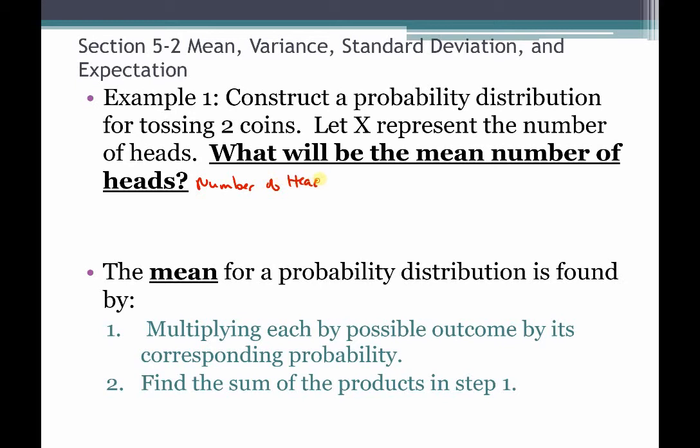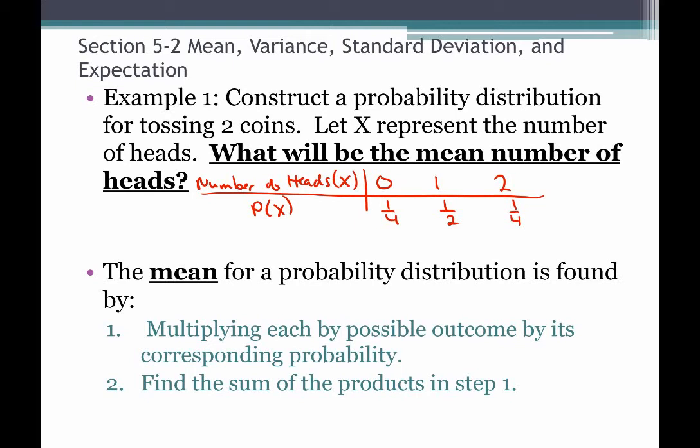So number of heads was our x. And then our P of x, which is our probability. The number of heads we could get 0, 1, or 2. The probabilities that match, we had a fourth, a half, and a fourth. If you want to rejot that down there, you sure can. It is in your example 1 already from yesterday.